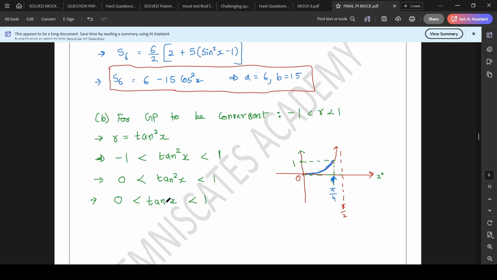Or you can also do tan inverse of 1, and your calc is going to throw you the value of pi by 4. So if my x is in between 0 to pi by 4, then my tan x automatically is in between 0 to 1. And for all of these values, I can say that my GP is going to be convergent. So I'll just say that therefore my x is going to be in between 0 to pi by 4. So this becomes your answer for the second part.